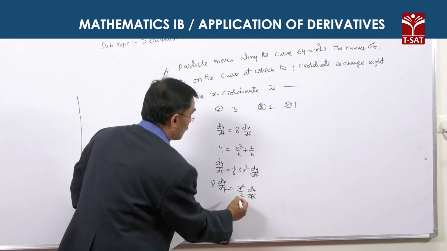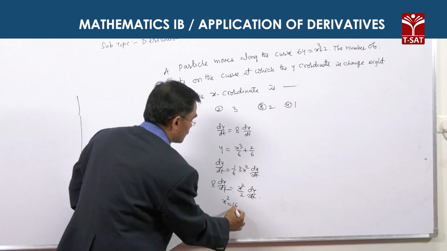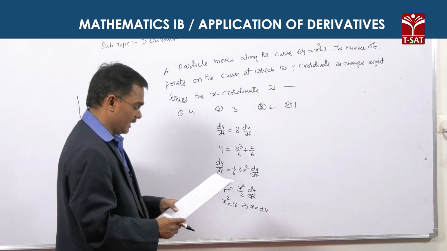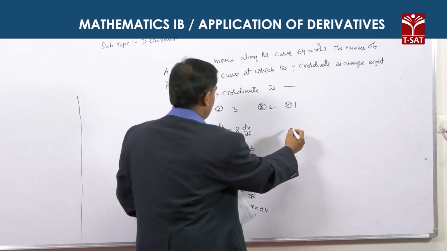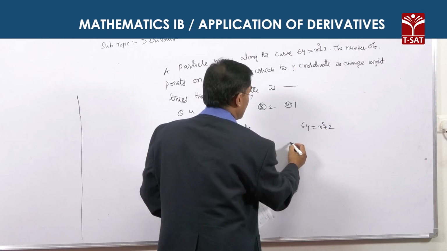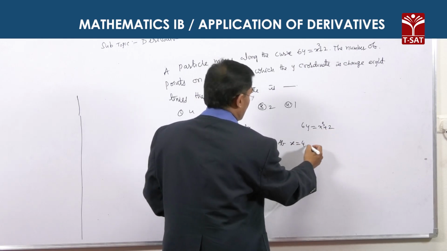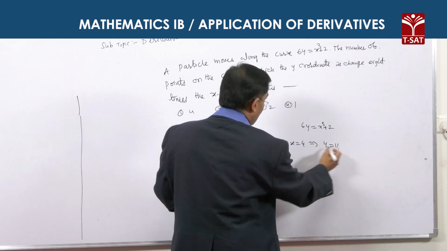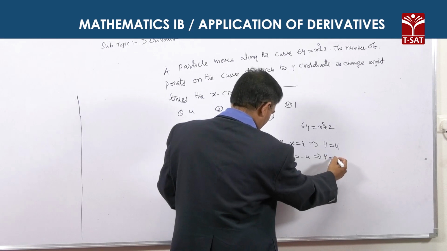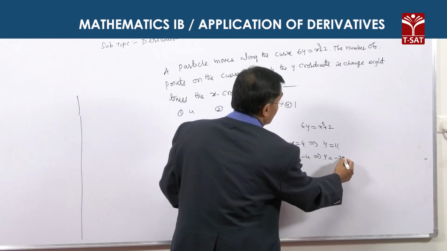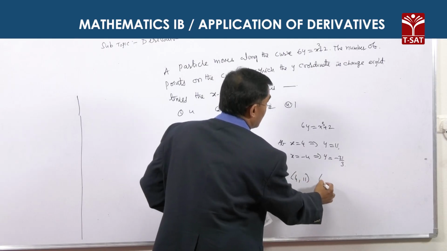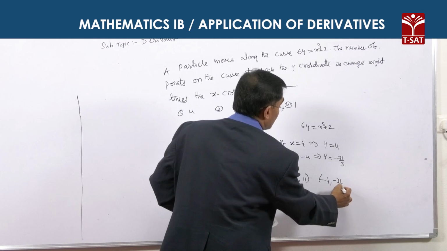x square is equal to 16, which implies x is equal to plus or minus 4. We get the x value. So the curve equation is 6y is equal to x cube plus 2. Suppose x is equal to 4, then y is equal to 11. If x is equal to minus 4, then y is equal to minus 31 by 3. Therefore, the required points are (4, 11) and (minus 4, minus 31 by 3).